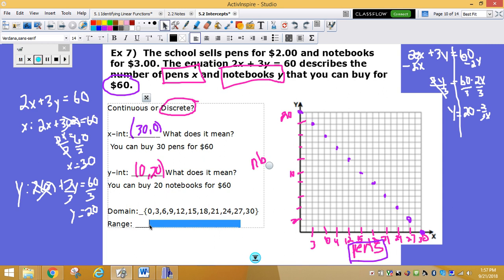Range, same thing. Can you buy negative notebooks? Sure can't. You could buy 0. You could also buy 2 or 4. Again, the ones I graphed: 2, 4, 6, 8, 10, 12, 14, 16, 18, or 20. Again, I'm not going to count it wrong because technically, you're right. You could buy 1 notebook and 1 pen. But I'm just going by the points that we plotted, okay?